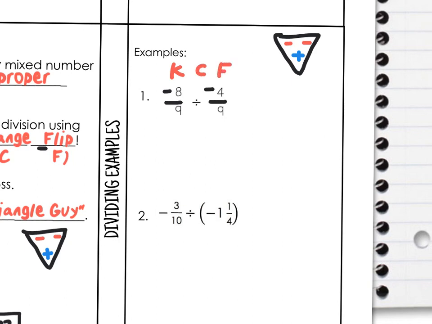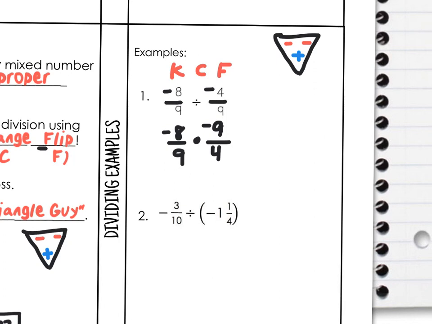So that means we're going to keep the first fraction. It stays the same. So negative 8 over 9. We change division to multiplication, and then we flip the second fraction to 9 over 4. Now the negative floats back to the top. I always like to keep the negative at the top.